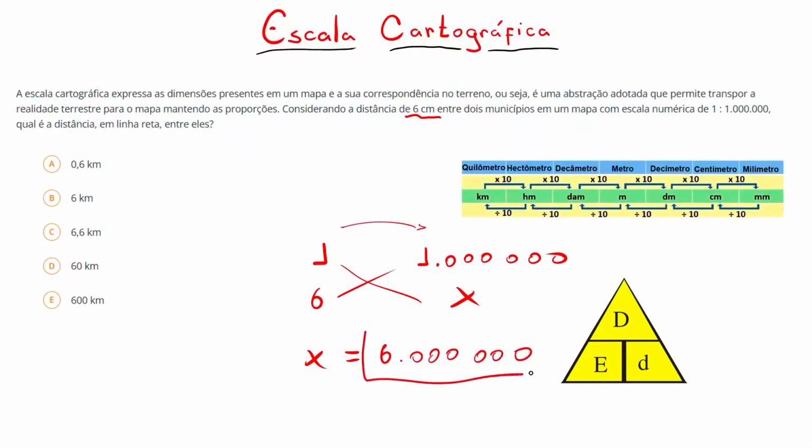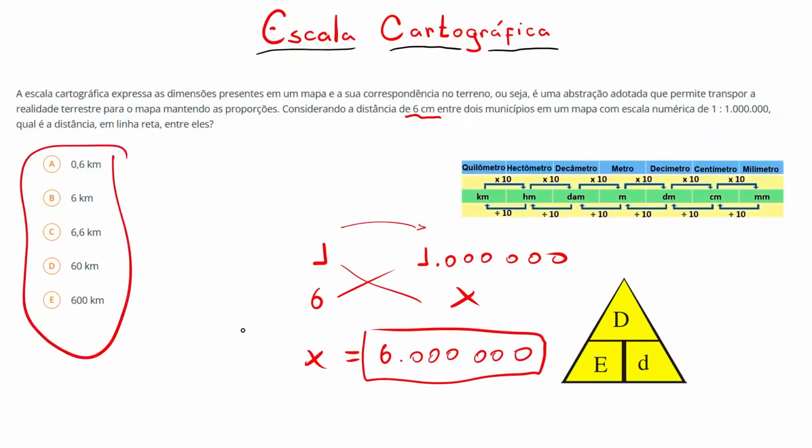That's my result. But do I have 6 million here? No, I don't. Why? Because it wants me to convert. I found the distance in centimeters. I need to convert from centimeters to kilometers. How many kilometers is 6 million centimeters? Take a look. According to this table, I just need to move the decimal point 5 places to the left. So we're dealing with centimeters here. How many units of measurement do we have until we get to kilometers? 1, 2, 3, 4, 5.